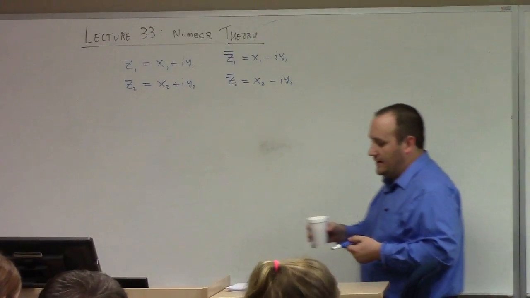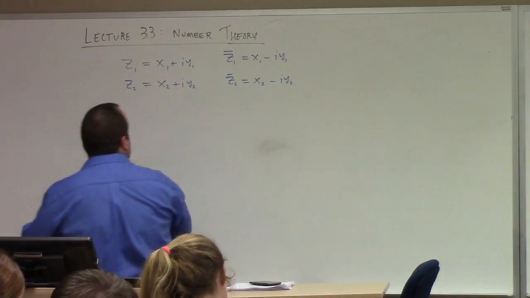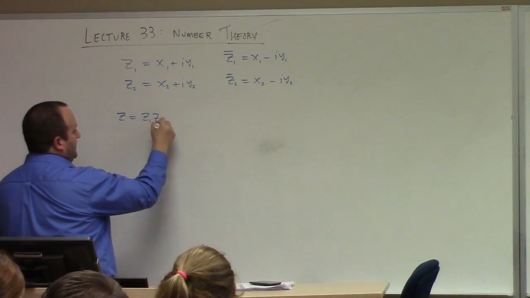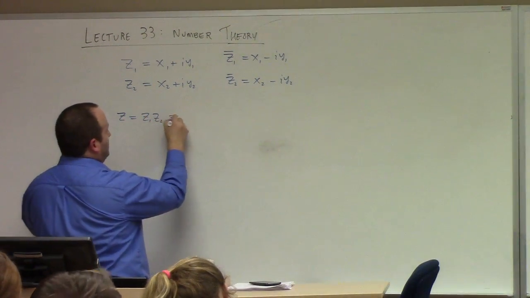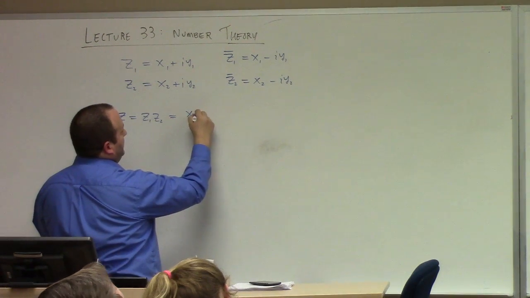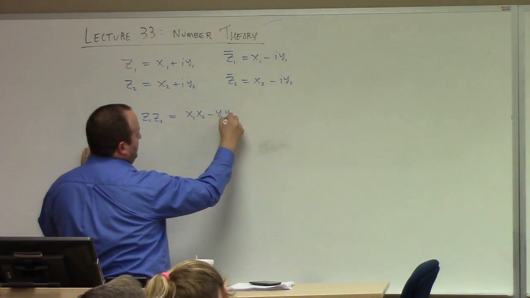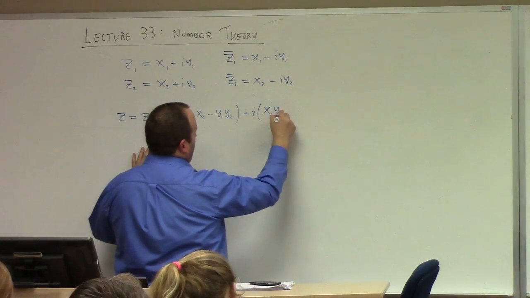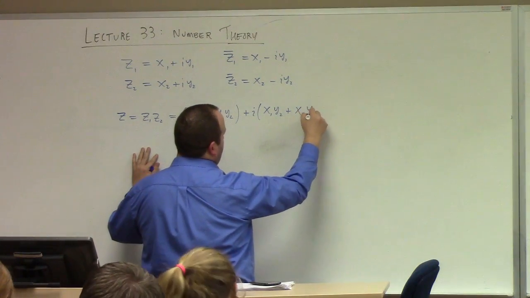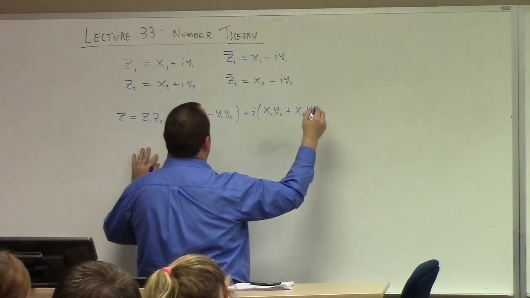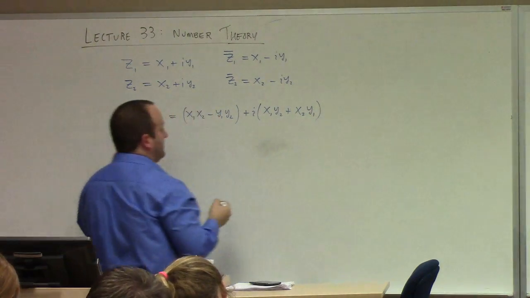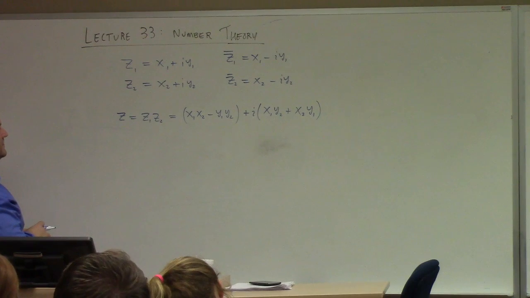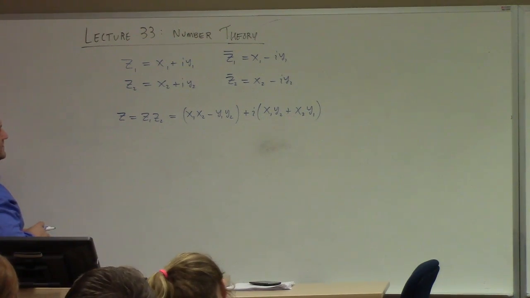Now, there's this wonderful thing that if z is equal to z1 times z2, right? In other words, z is equal to what? x1, x2 minus y1, y2, right? Plus i times x1, y2 plus x2, y1, or however you want to write these, right? Did I do it right? I sometimes mess up the multiplying. Let me think about it for just a second.